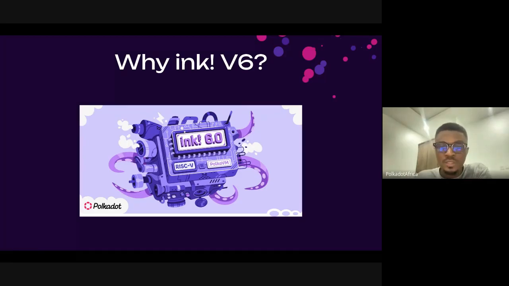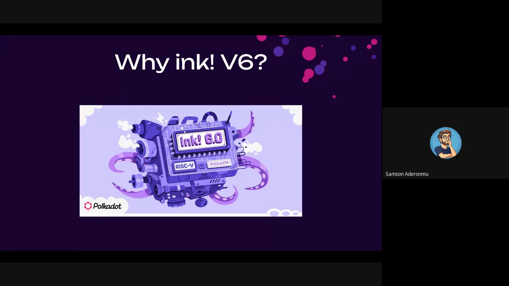Samson, your hand is raised. Yes, so I downloaded the node and I extracted the file. I can see two files in it, the ETH RPC and the ink node. Now, my question is, it's being displayed like a document. How do I open it?